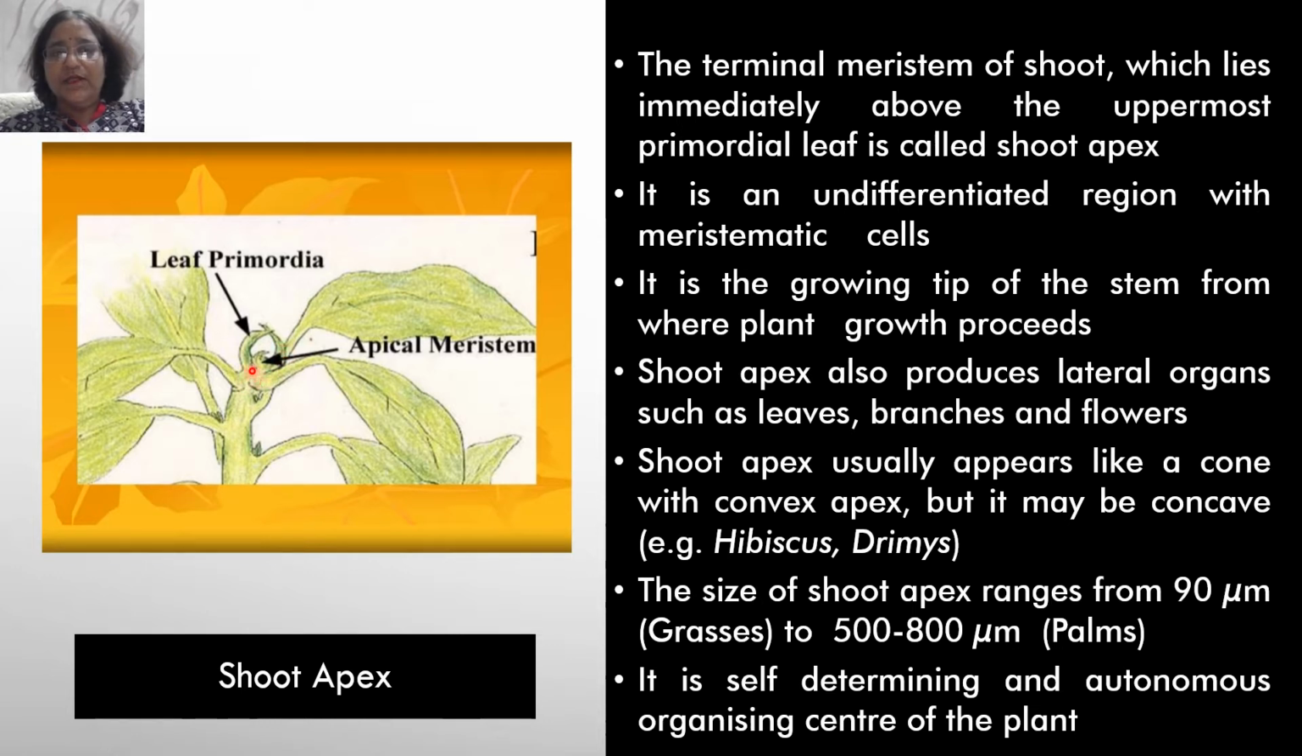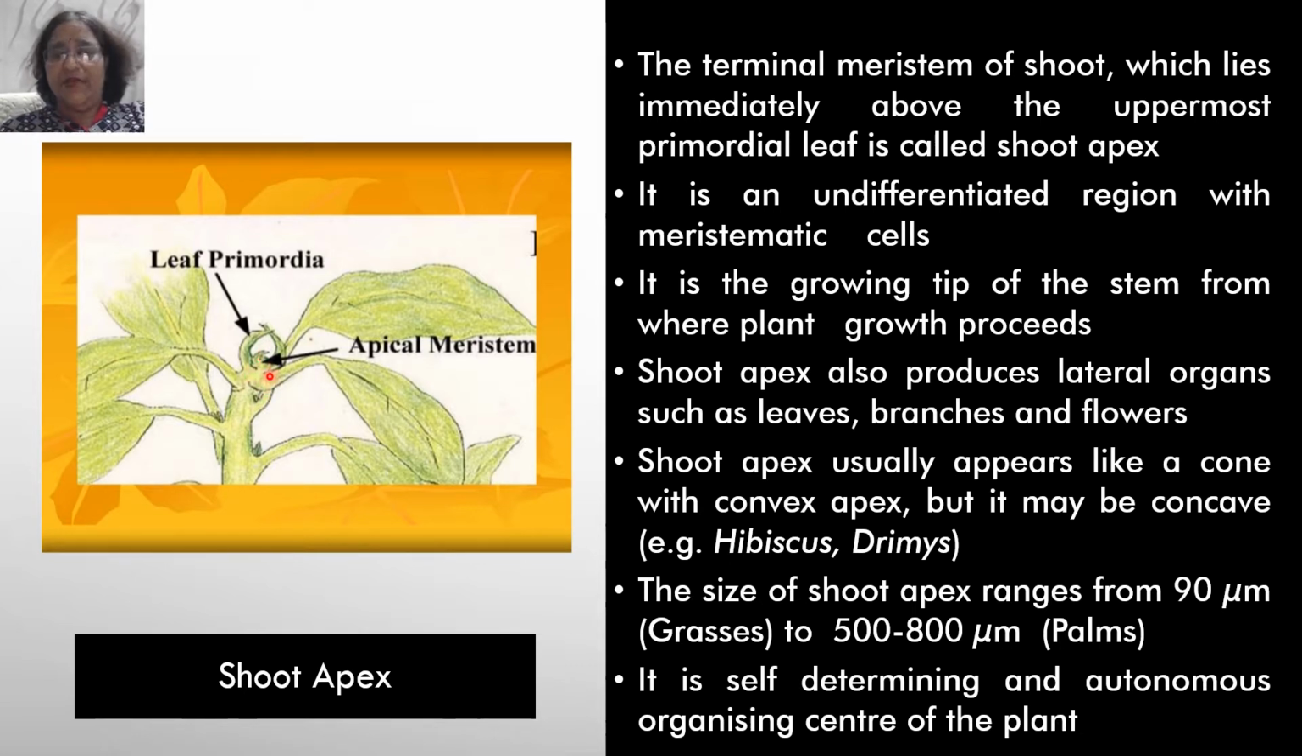So, this portion of the stem which is just above these leaf primordia is known as the shoot apex, and this shoot apex is made up of undifferentiated meristematic cells. It is the growing tip of the stem. This shoot apex produces lateral appendages like leaves, flowers, fruits. Shoot apex usually appears cone shaped.